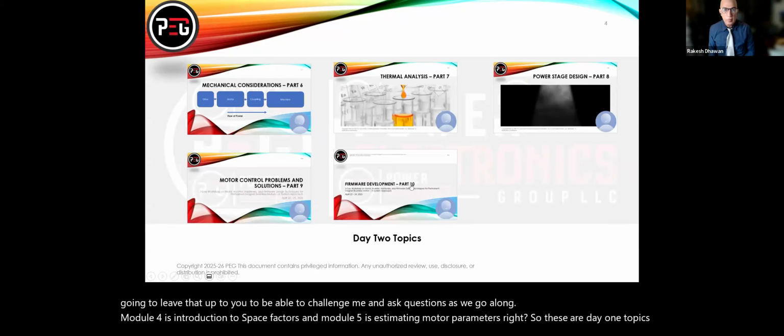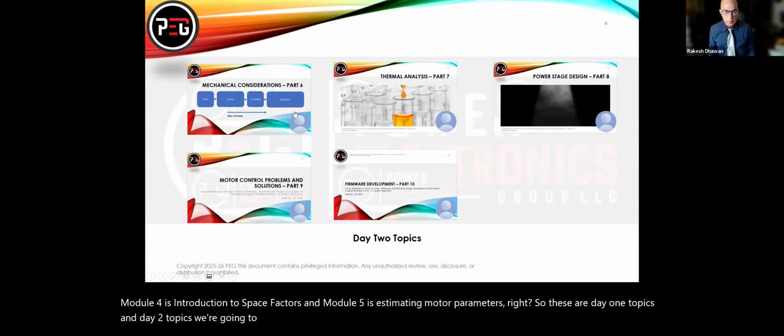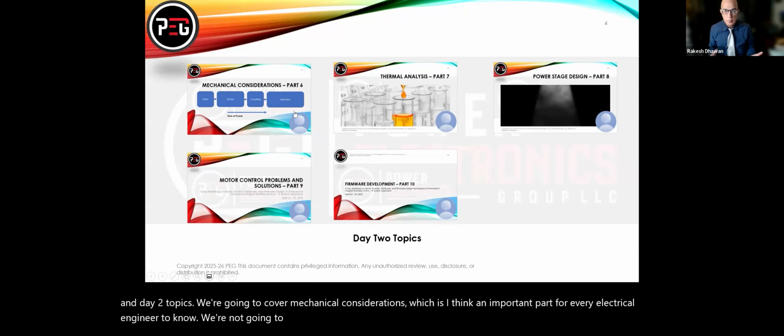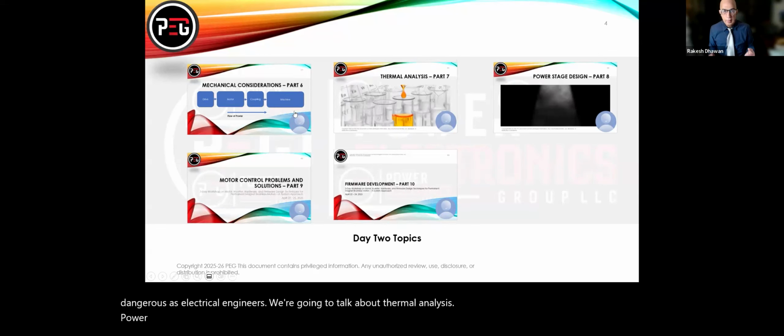On day 2, we're going to cover mechanical considerations, which I think is an important part for every electrical engineer to know. We're not going to go too deep into it, but we're going to cover enough so that we can become dangerous as electrical engineers. We're going to talk about thermal analysis, power stage design, motor control problems and solutions, and firmware development. So those are day 2 topics.